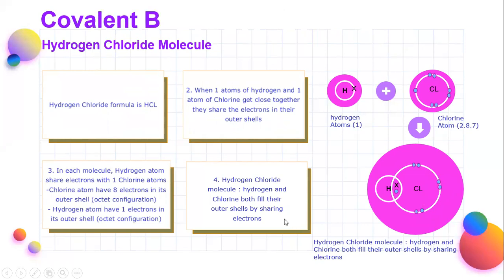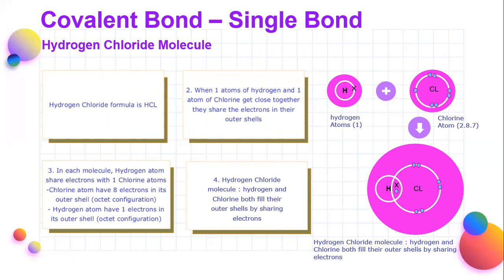Let's look into the hydrogen chloride molecule. The formula for hydrogen chloride is HCl, 1 hydrogen atom and 1 chlorine atom. And for the chlorine atom, as you already learned, the electronic configuration is 2.8.7.